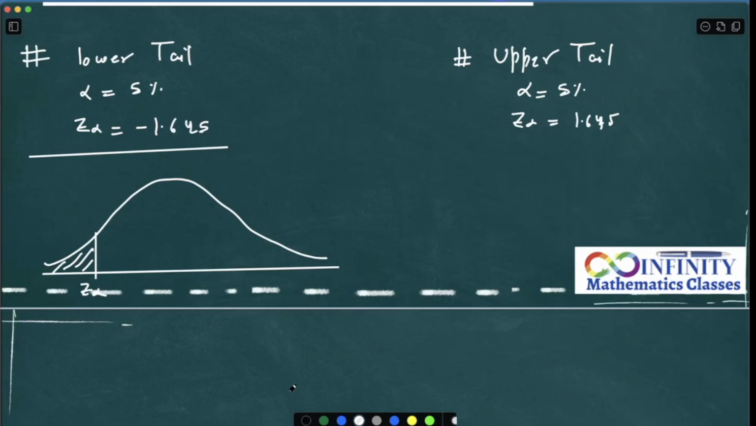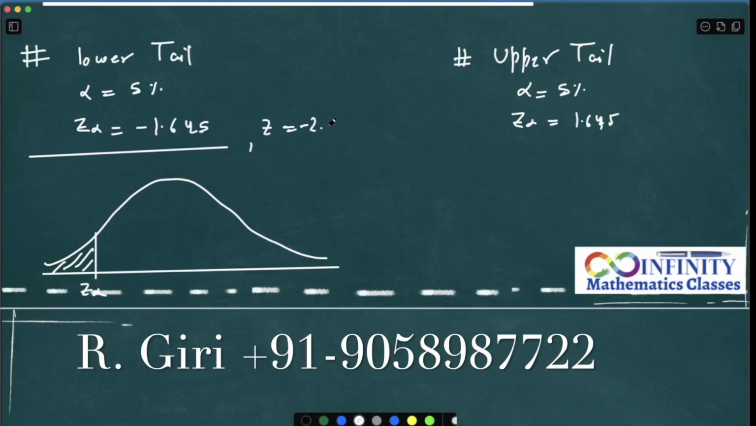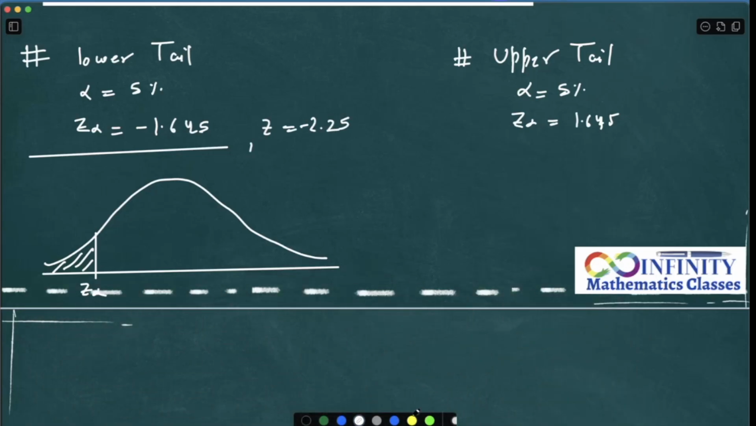The value of Z we obtained was negative 2.25, so this value Z will be somewhere here, and Z alpha is at this point. What is the value? 1.645 with a negative sign. So whenever the value of Z is less than Z alpha, as in this case, we reject the null hypothesis.